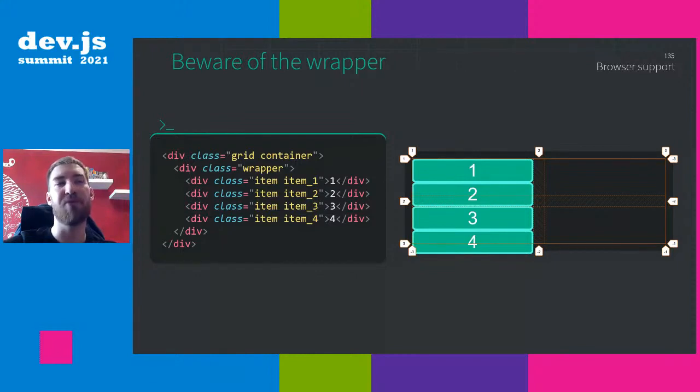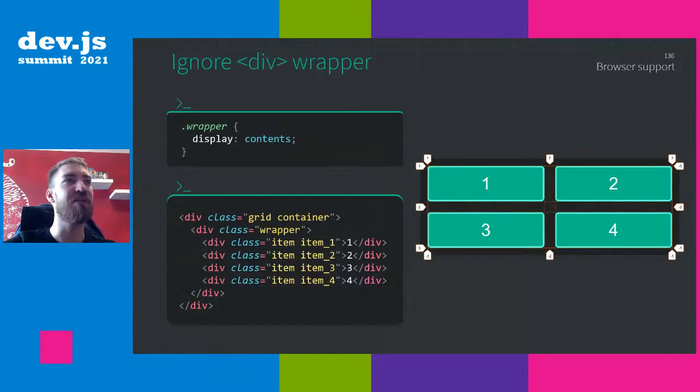But because only the wrapper will be counted as the grid item, we can see that only the first cell is populated, and then we have all the items inside of the wrapper. And because we usually don't want to change the semantic HTML markup for the sake of CSS, what we can do is to use a new display value, contents, to basically tell CSS to ignore this wrapper.